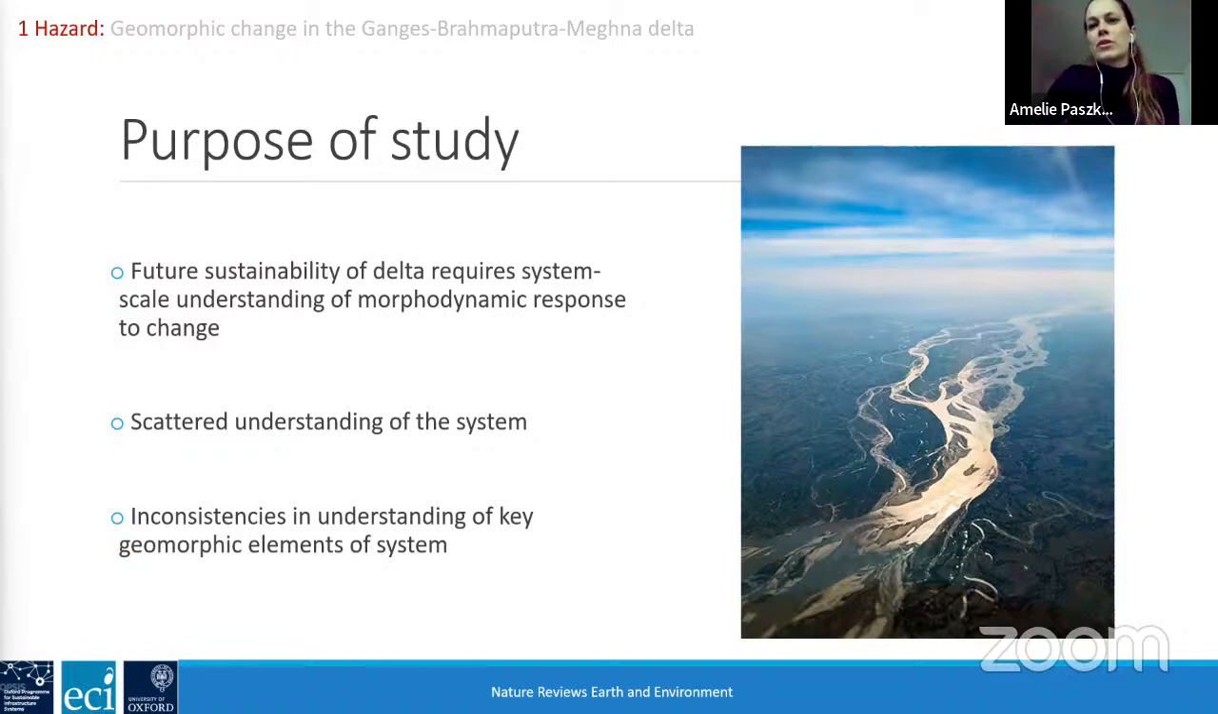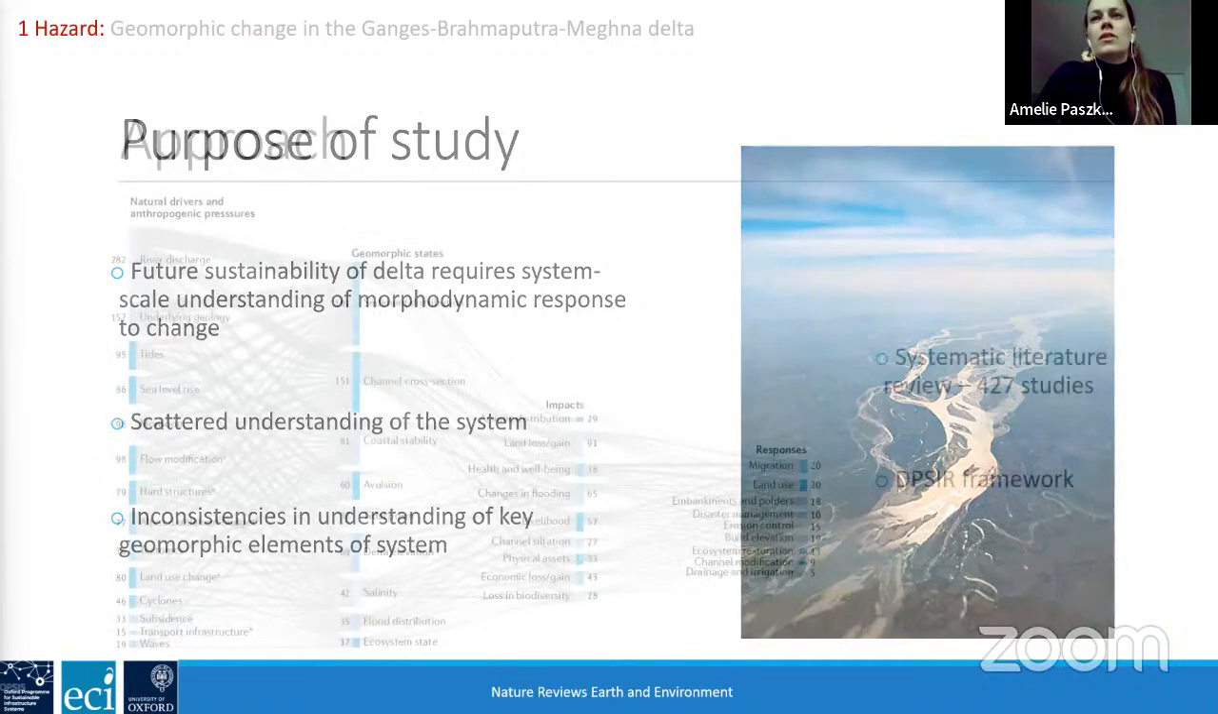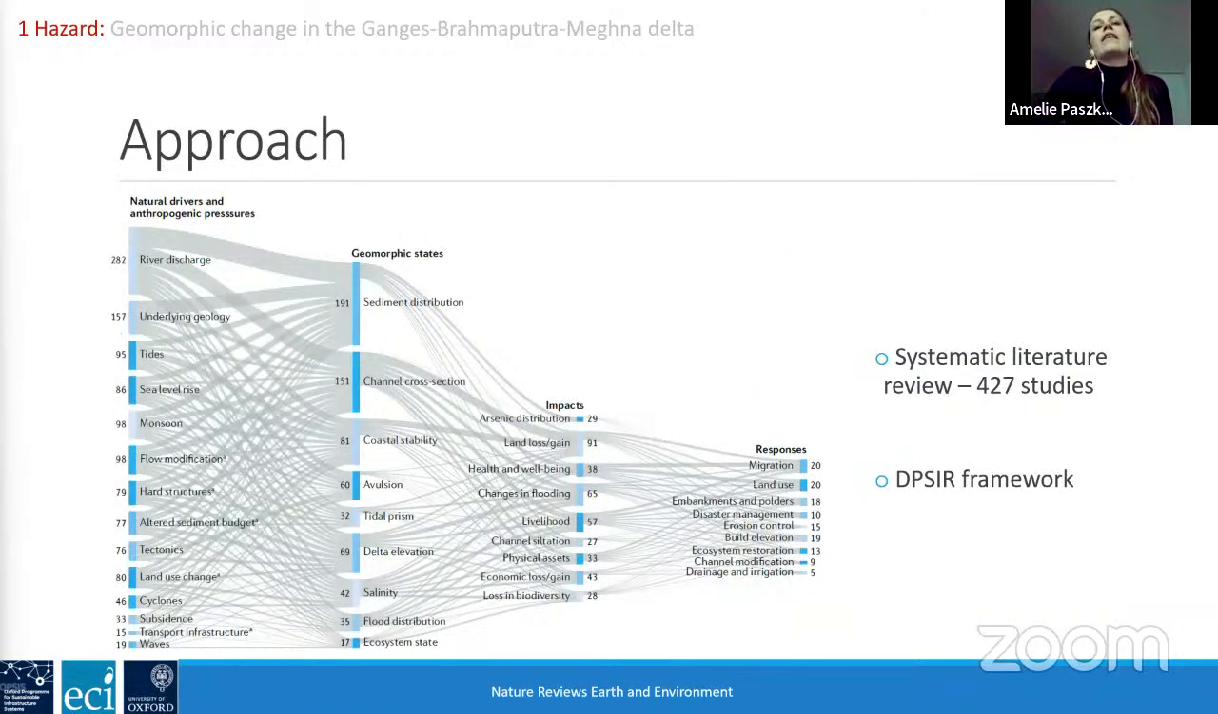In order to address the scattered nature and the inconsistent understanding of geomorphic processes in the GBM Delta, the aim here was to bring all the existing studies together, map them out and link them across the literature space. We did this by applying a systematic literature review, where we undertook a multi-staged screening process, narrowing down an initial set of 3,000 articles to 427 relevant studies.